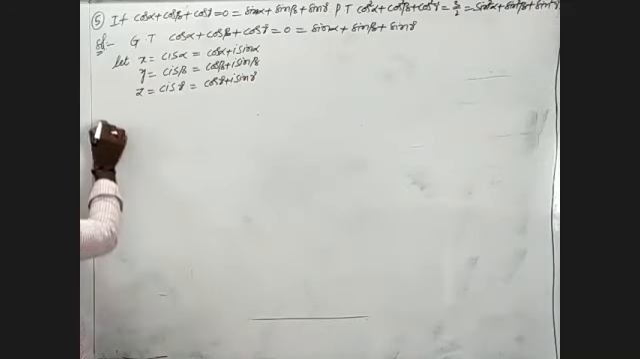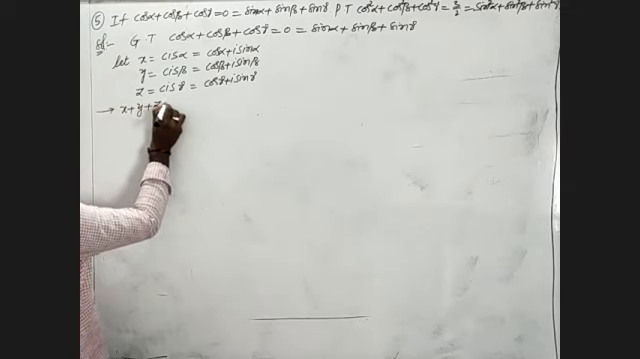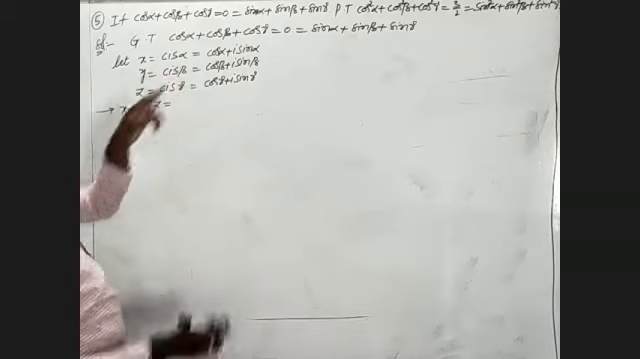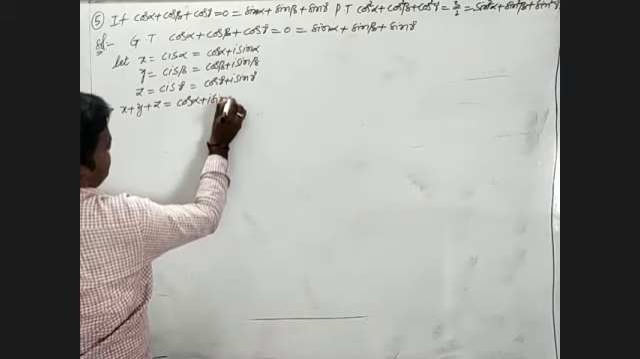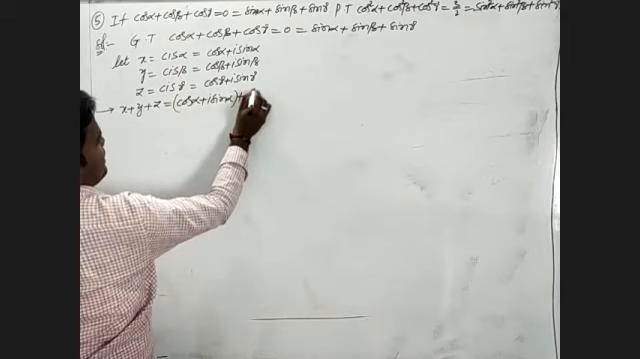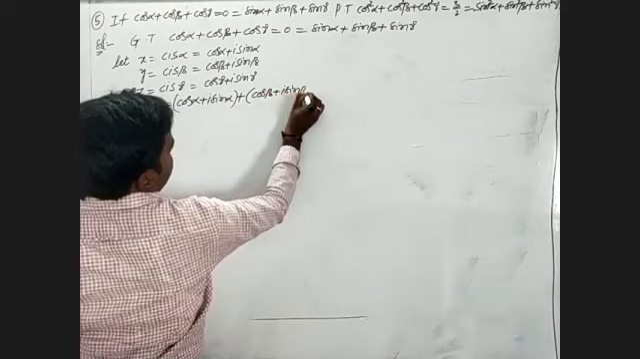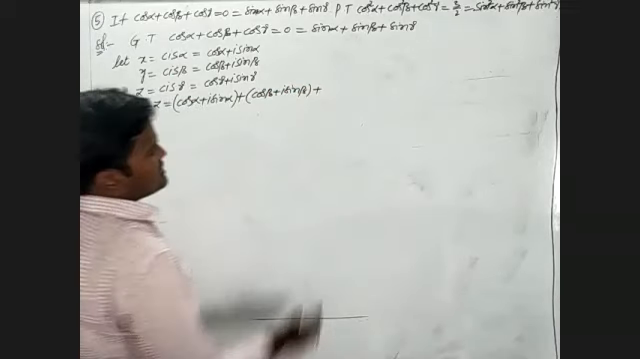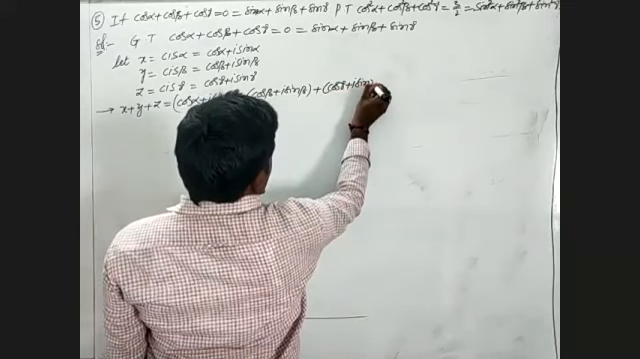But I will take x plus y plus z, and that implies the given x is cos alpha plus i sin alpha, y is cos beta plus i sin beta, z is cos gamma plus i sin gamma.